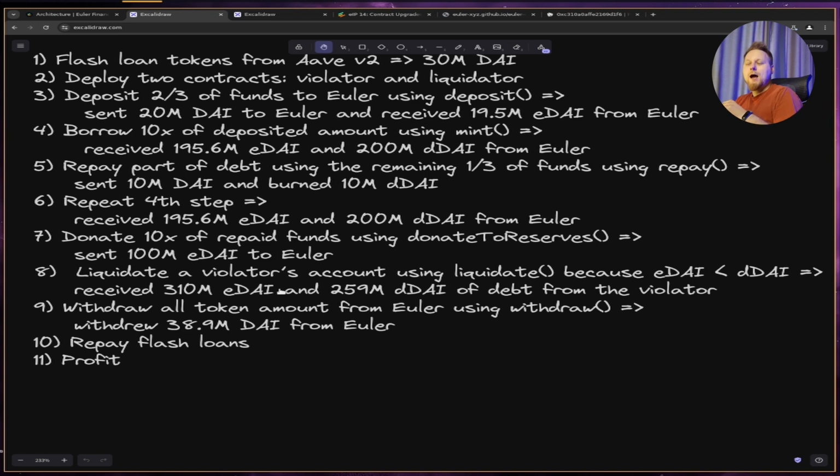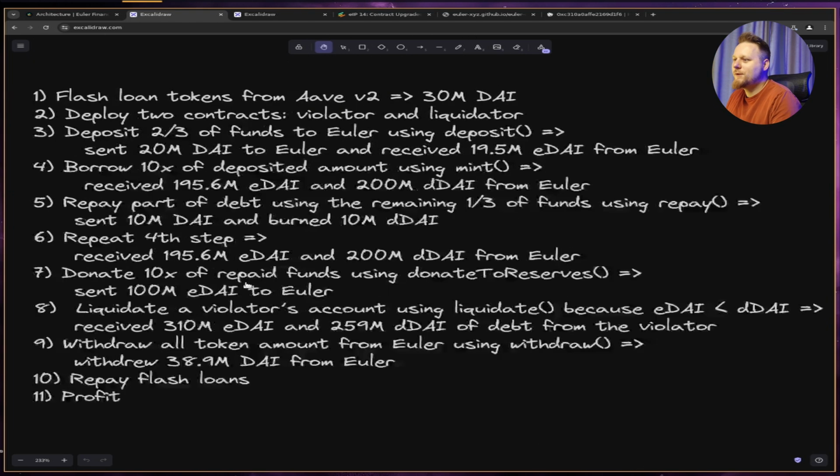So now the Liquidator comes and liquidates the Violator's account using liquidate, and because the EDAI to DDAI exchange rate was skewed due to this donate to reserves, EDAI was burned. The Liquidator receives 310 million EDAI and 259 million of DDAI of debt from the Violator. And now what's left to be done is to withdraw all the tokens from Euler using withdraw and repay your flash loan.